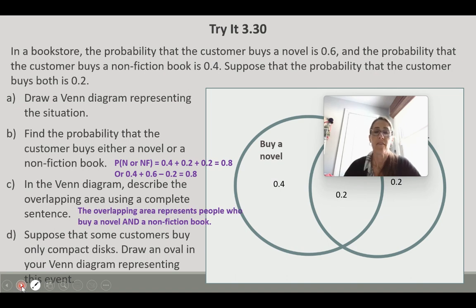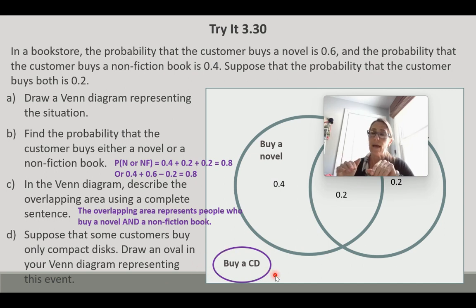So how can we describe this overlapping area with a complete sentence? This overlapping area represents people who buy a novel and a nonfiction book. And then to put the oval in for the CD, so some customers buy only compact discs, so there's no overlap with the other two events at all. So we have this little oval off to the side on its own, representing the customers who only buy a CD.